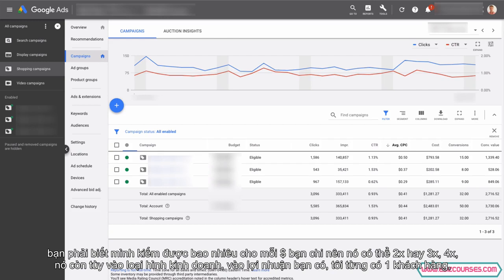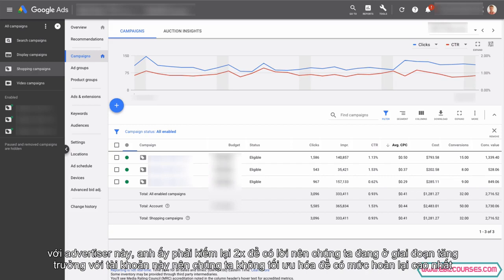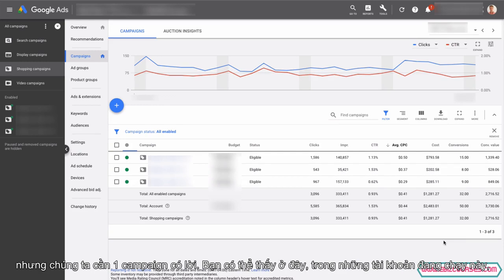I used to have a client and he needed to make $9 back for every dollar in revenue just to break even. So if your margins are that tiny, you have a lot of work for you. But here for this advertiser, he needs to hit a return of 2, which turns a profit. So we're kind of in a growth stage for this account. So we're not optimizing for the maximum return, but we need to have profitable campaigns. So he needs to hit a 2.